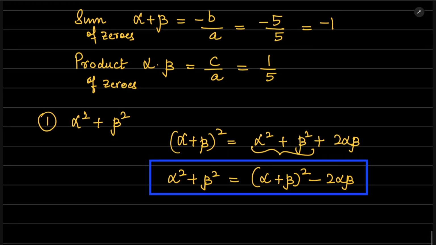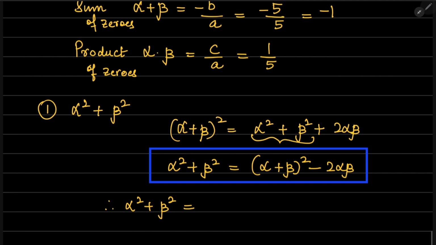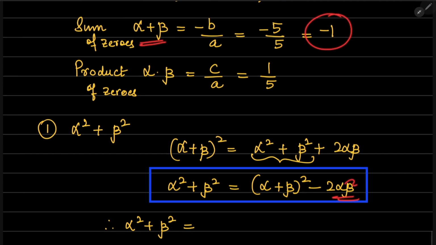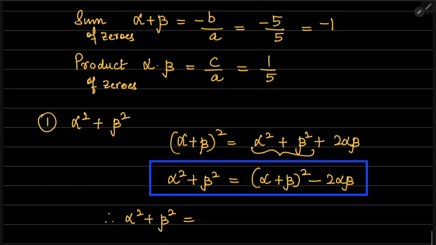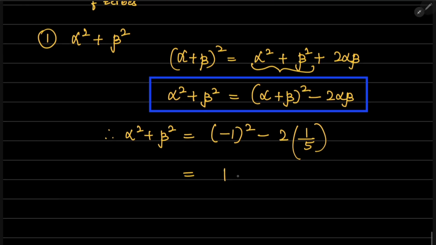Now all we have to do is substitute the values. Therefore, alpha square plus beta square is equal to, what is the alpha plus beta value? Minus 1. Alpha beta is 1 by 5. So it is minus 1 the whole square minus 2 multiplied by 1 by 5. Minus 1 the whole square is 1, minus 2 by 5. Take the LCM 5, so in the numerator you have 5 minus 2. The answer will be 3 by 5. This is for the first question.